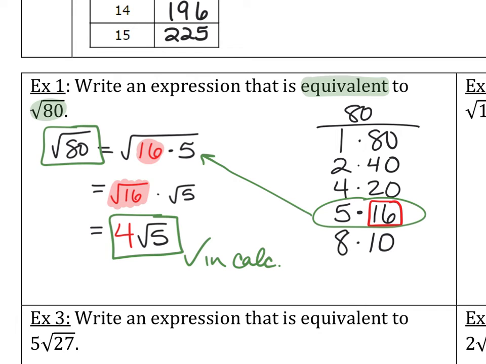At that point, I can break apart the square root at the multiplication sign and make two separate square roots. Square root of 16, square root of 5. Well, the square root of 16 is 4. That's a fact. We know this. So I can just change that to a 4, and then I have 4 square root of 5, and then I'm done.